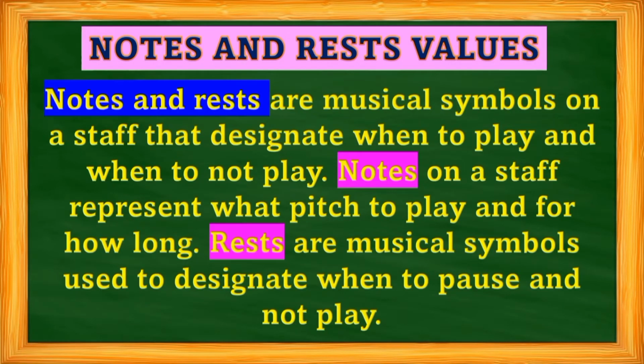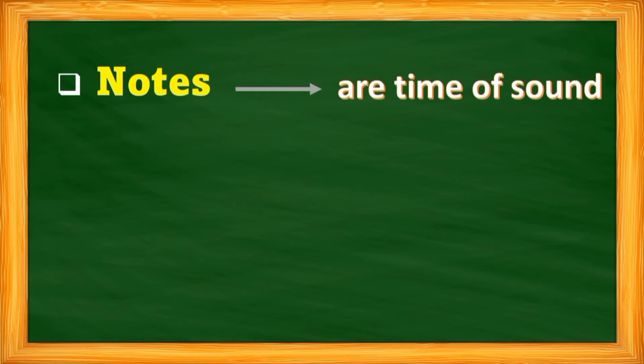Notes and rest values. Notes and rest are musical symbols on a staff that designate when to play and when to not play. Notes on a staff represent what pitch to play and for how long. Rest are musical symbols used to designate when to pause and not play. Notes are time of sound. Rest are time of silence.